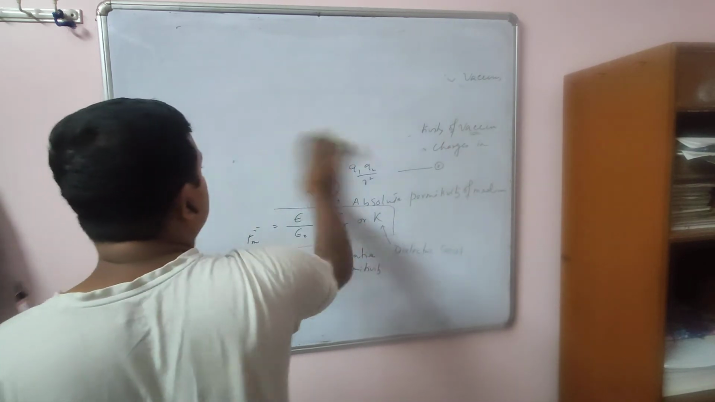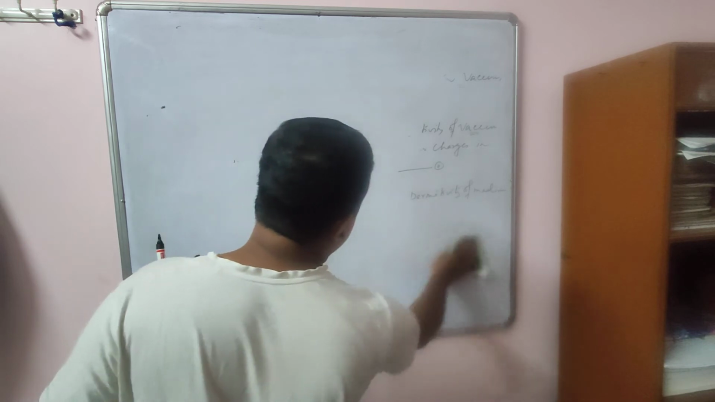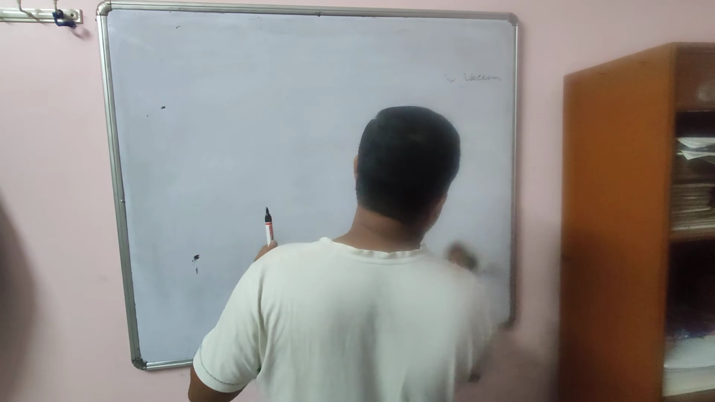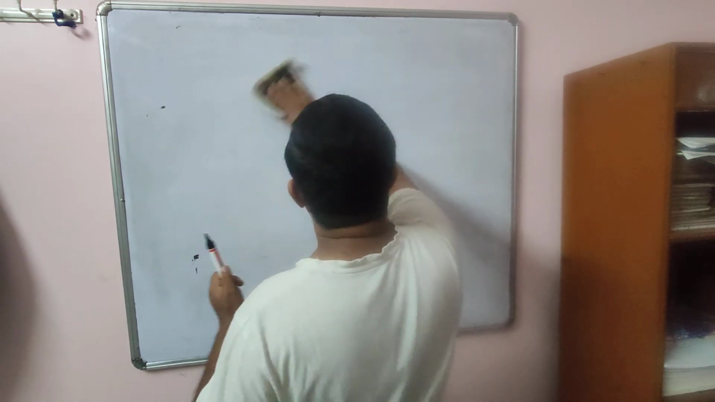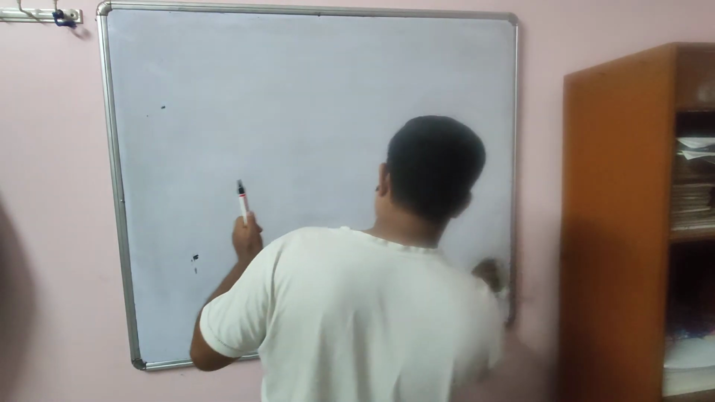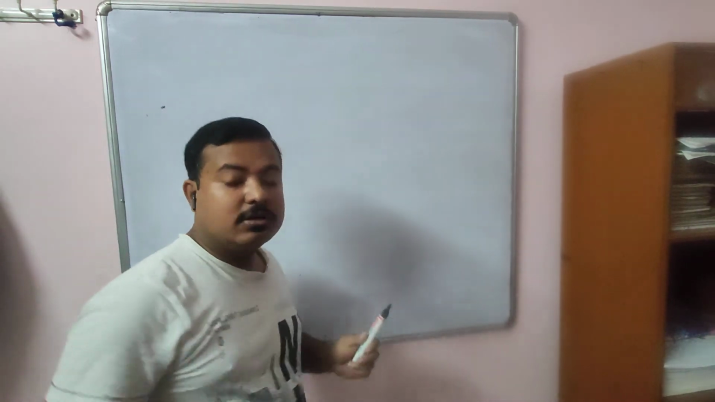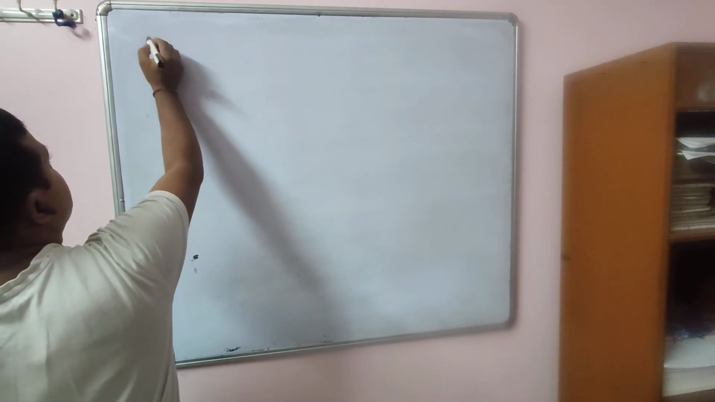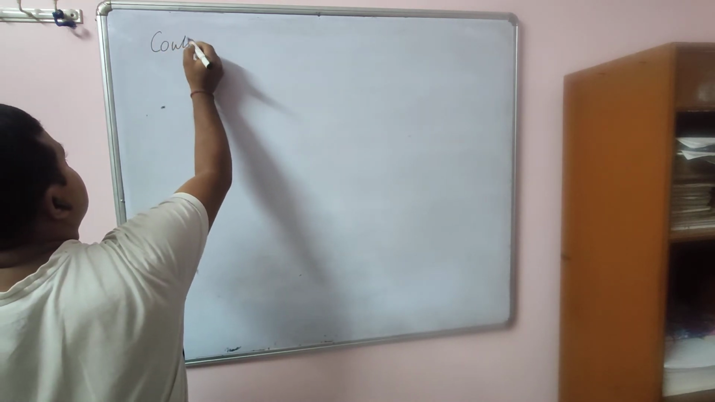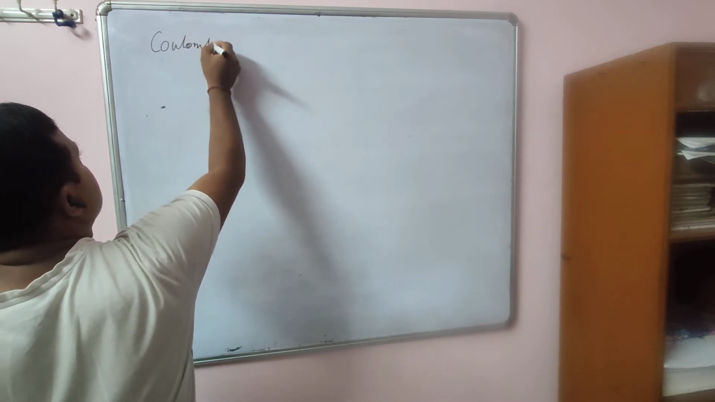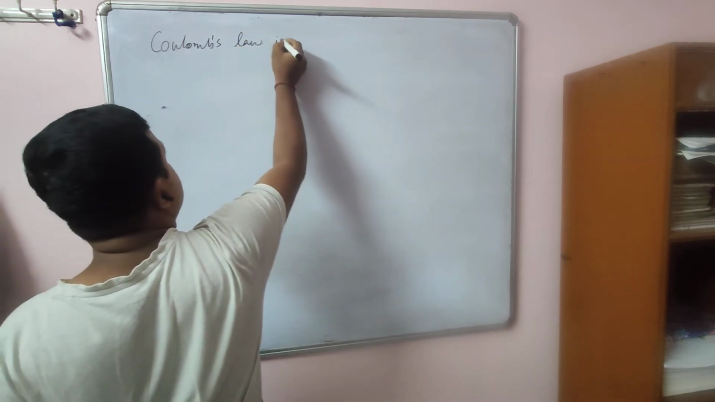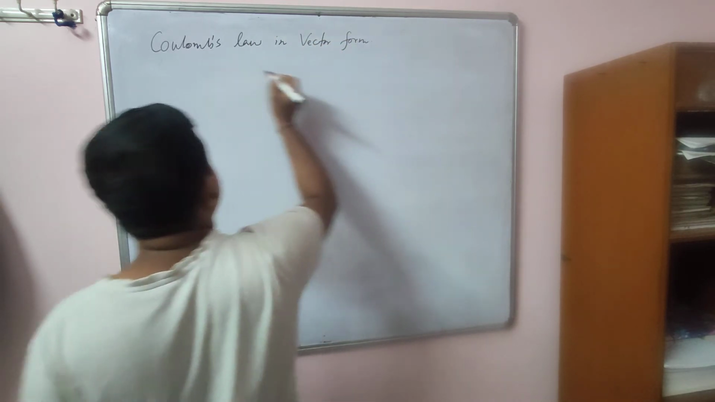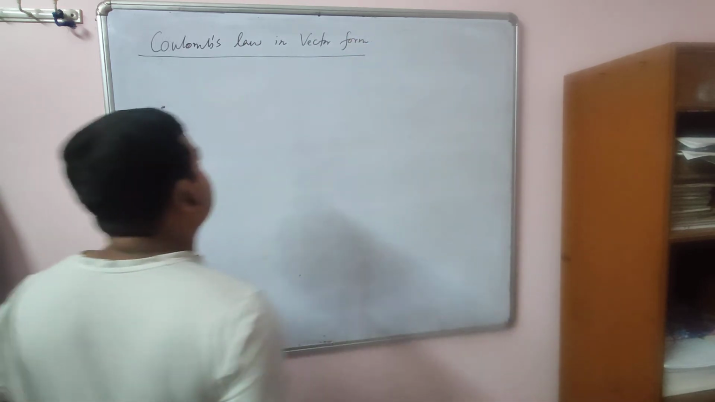Now you know Coulomb force is a force, and force is a vector quantity, so obviously Coulomb force also has direction. So we have to understand the direction of Coulomb force, and for that, let me write Coulomb's law in vector form.